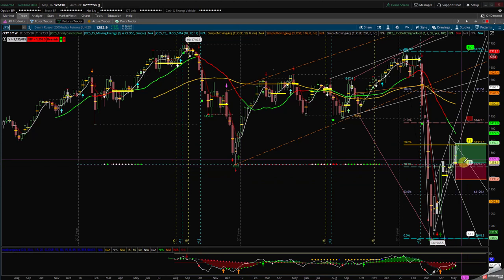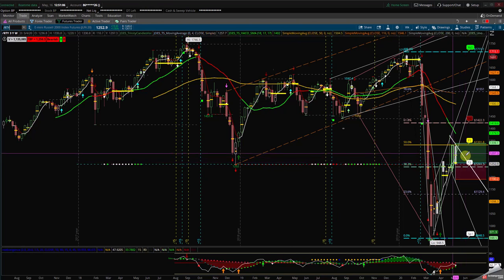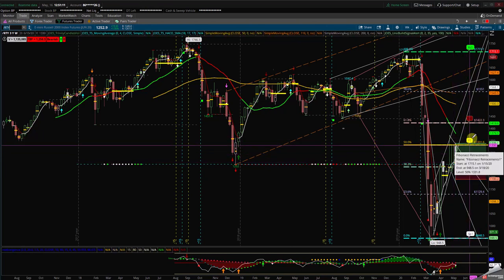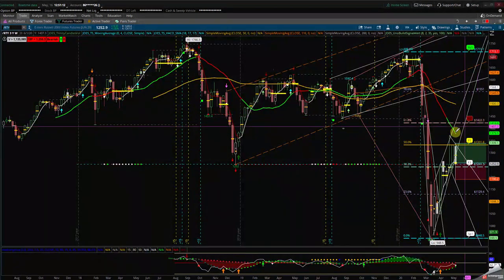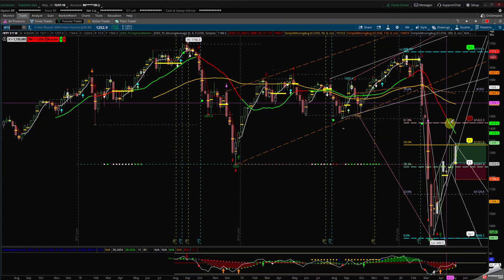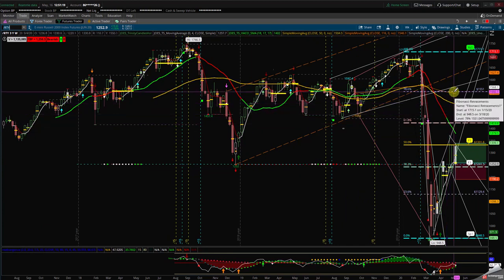In order for the Russell to continue higher, I'd like to see the 1300 and the 1335 cleared in order to continue back up and touch the 18 simple moving average, because this is the 18, this is the 50, the 116, they're all above it. The small cap is a little bit weaker, the fear gauge, the canary in the coal mine.